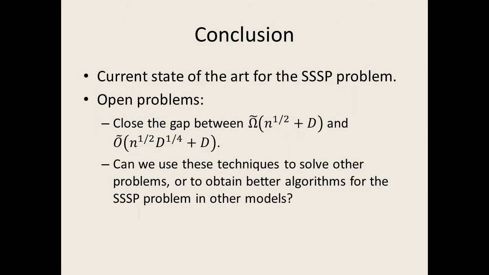In conclusion, we have reviewed in this talk the current state of the art for the SSSP problem. There are two important problems that are worth considering here. The first one is to close the remaining gap, and the second is to check whether these new techniques can be used to solve other problems or to improve the algorithms for the SSSP problem in other models.